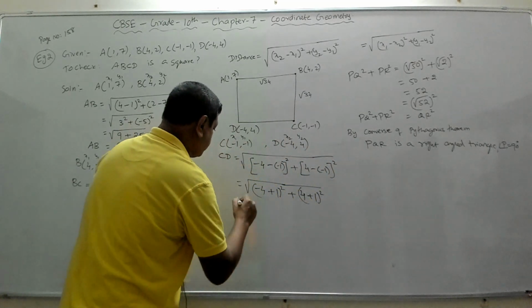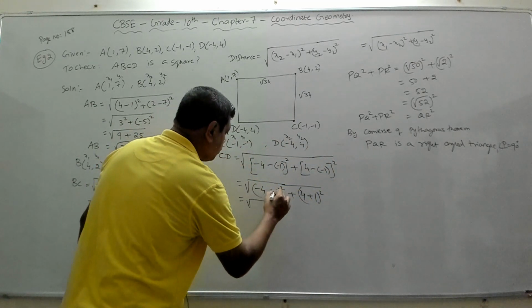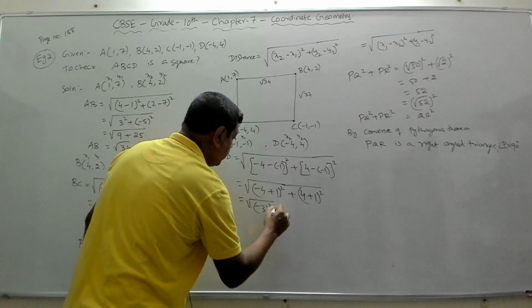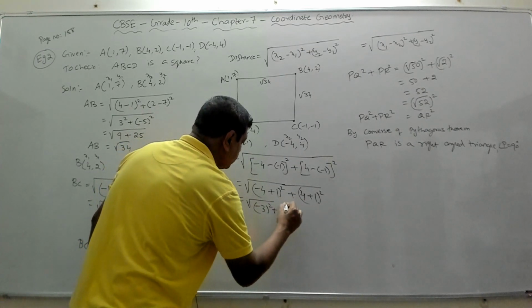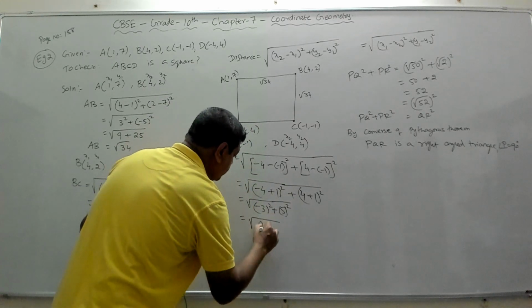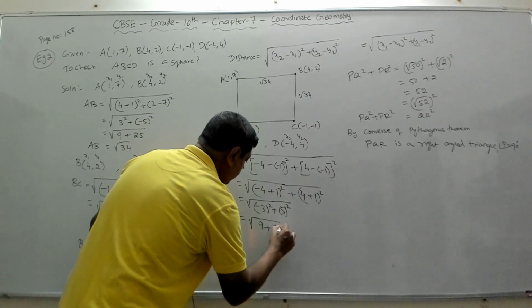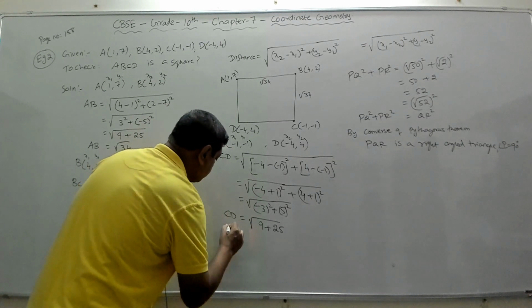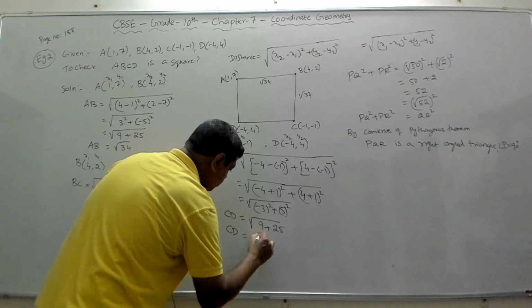So what do we get here? That is equal to square root of (minus 4 plus 1 is minus 3) the whole square plus (4 plus 1 is 5) the whole square. So we get square root of 9 plus 25, that is your CD. Therefore CD is also root 34.